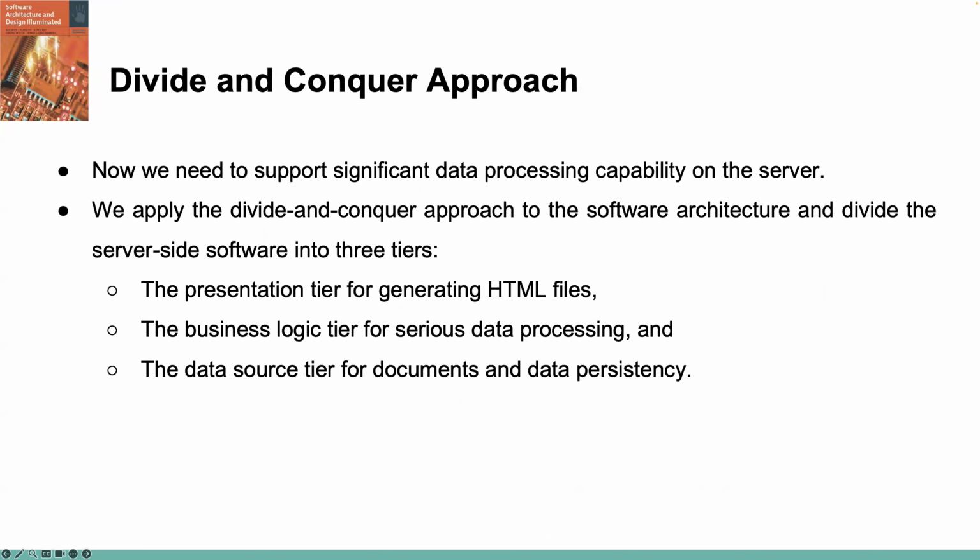To handle significant data processing on the server, we use a divide and conquer approach, splitting the server-side architecture into three tiers: presentation tier, business logic tier, and data source tier. The presentation tier is responsible for generating HTML files and handling how data is presented to the client. The business logic tier handles the core data processing and any business-specific rules or calculations. And finally, the data source tier manages the data storage and persistence, retrieving documents or database records as needed. By separating these concerns, each tier can focus on its role, making the system more scalable and efficient.